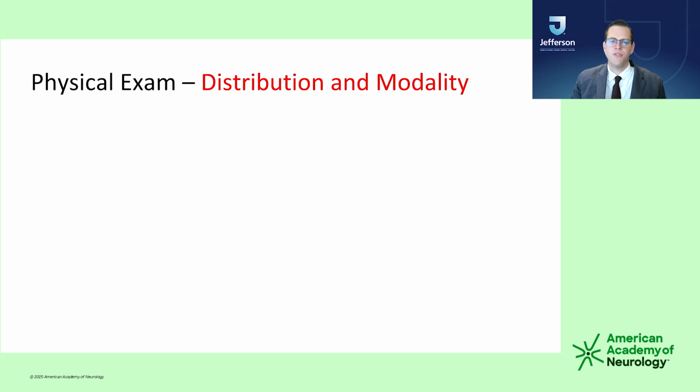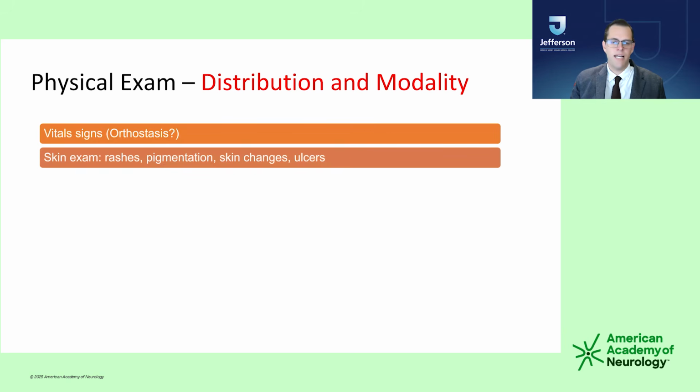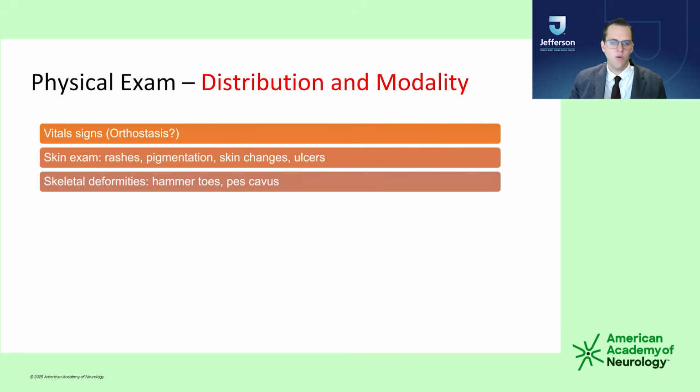Physical exam will help our distribution, again, to see what fiber types are involved. So vital signs: are there any orthostasis? Skin exam, looking for rashes, pigmentation, skin changes, or ulcers. Skeletal deformities, such as hammer toes or pes cavus, again looking for those inherited neuropathy risks.